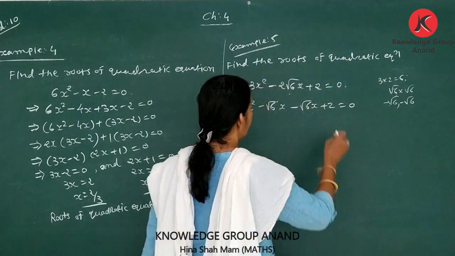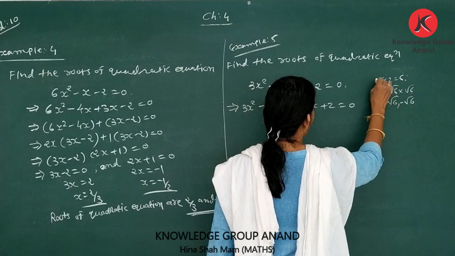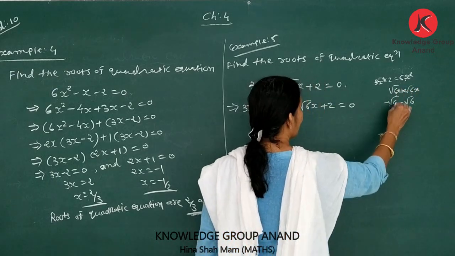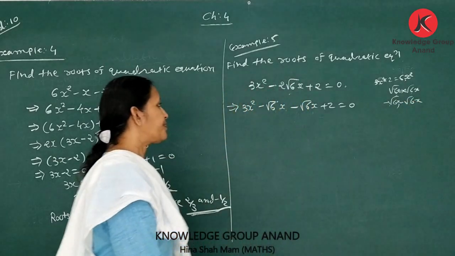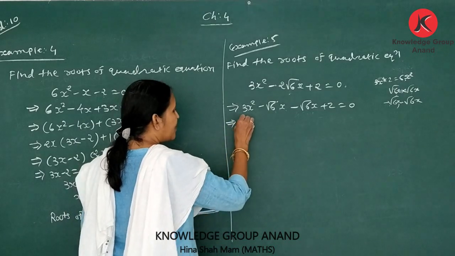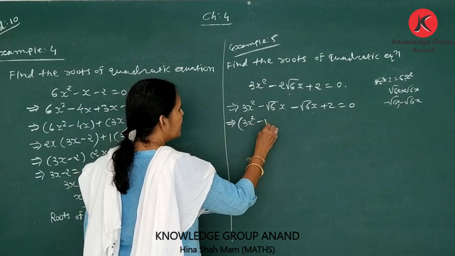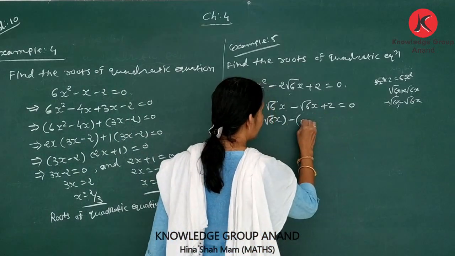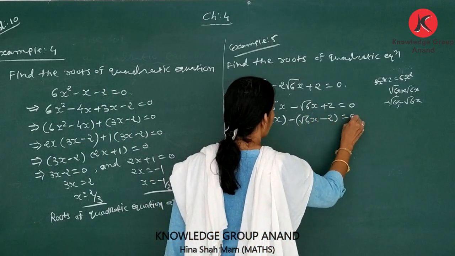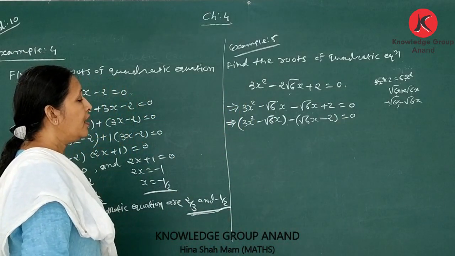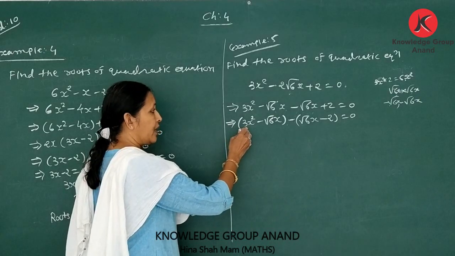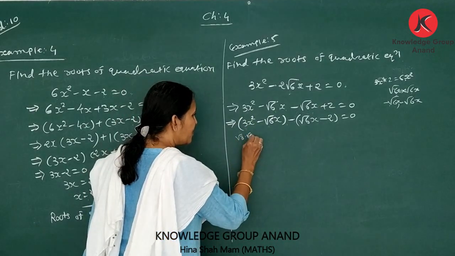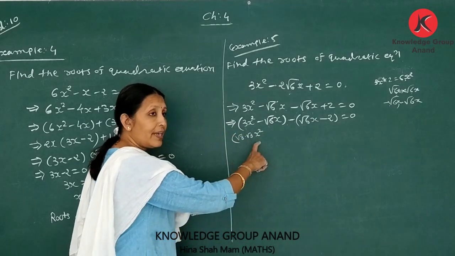3x² times 2 is 6x², which matches √6x times √6x. Writing in brackets: 3x² - √6x, and since the sign is minus, we change the signs in the second bracket: -√6x + 2 = 0. For your understanding, 3 is √3 times √3, and √6 is √3 times √2. Don't write this here.